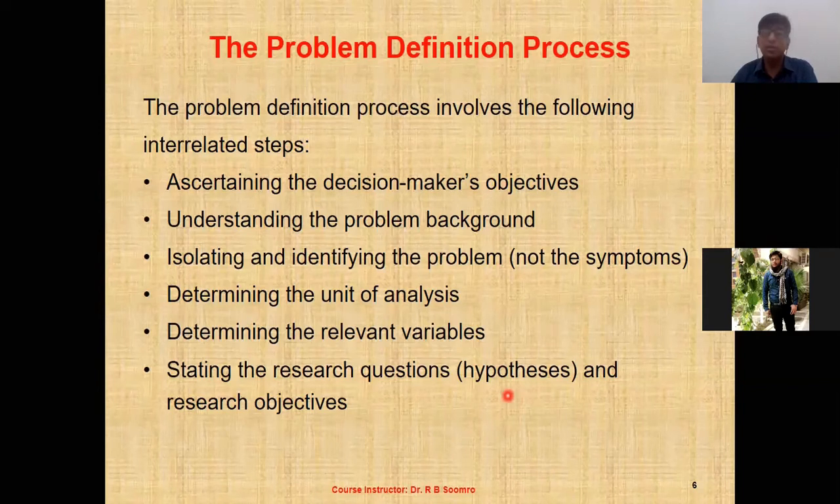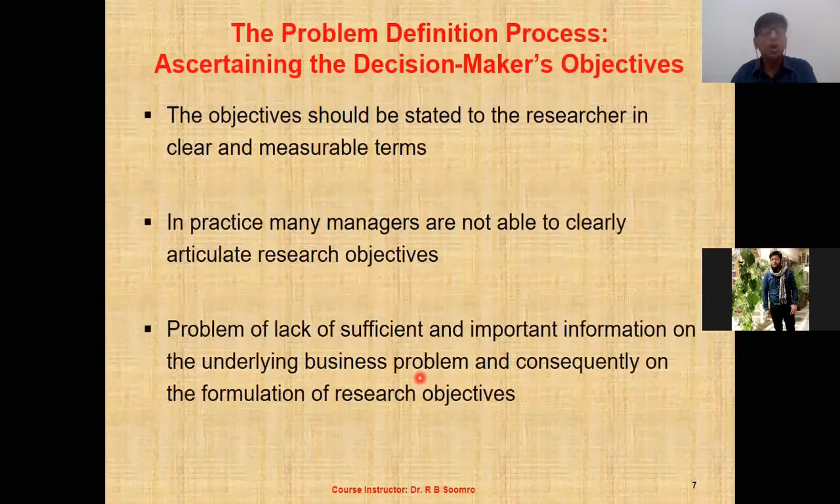So these are the types of hypotheses you can develop. And then the objective should be stated to the researcher in clear and measurable terms. Now, you are a decision maker, and you want to solve this problem. Definitely, you will assign this task to another researcher, and please clearly define all the issues, each and every thing, in measurable and clear terms.